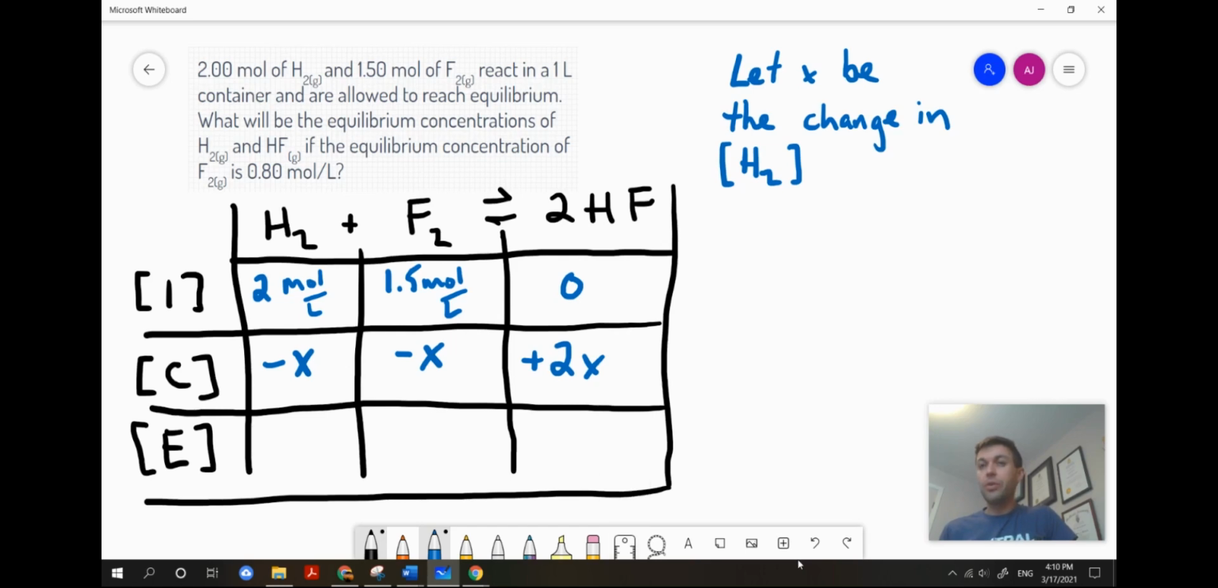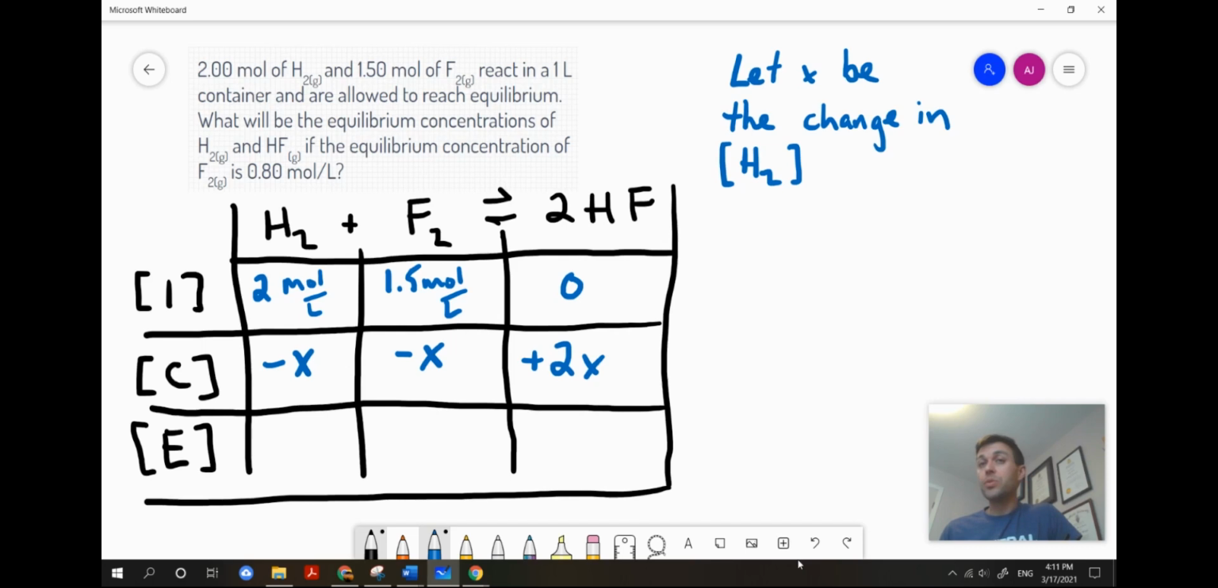So let's note a few things about the change. For most problems, we do not know the extent of the change, so we will let it be some variable. The change is going to happen proportional to the coefficients in the balanced chemical equation. So you can see that the coefficients in my change match the coefficients in the balanced chemical equation.